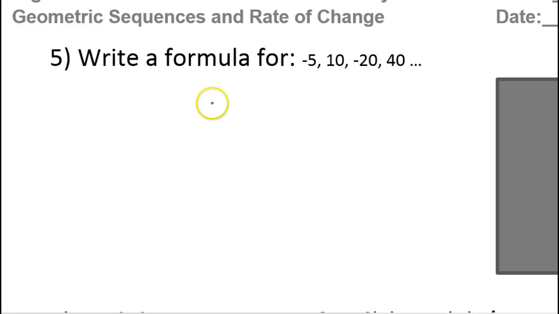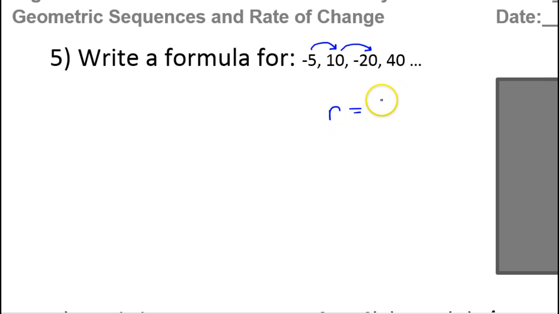One more time, let's practice writing the rule for a geometric sequence. This is a geometric sequence because there is a multiplier that will give us the next term over and over again. The multiplier that we're looking for is called the common ratio. So that's why we use the letter r.